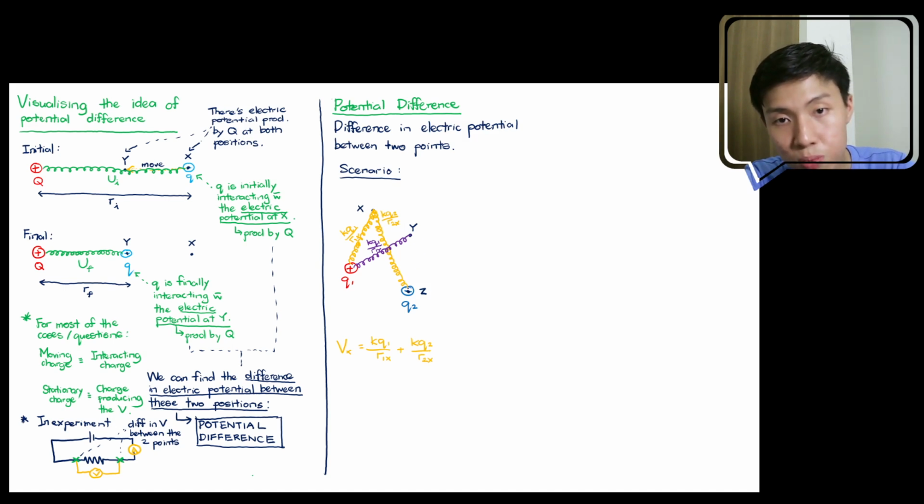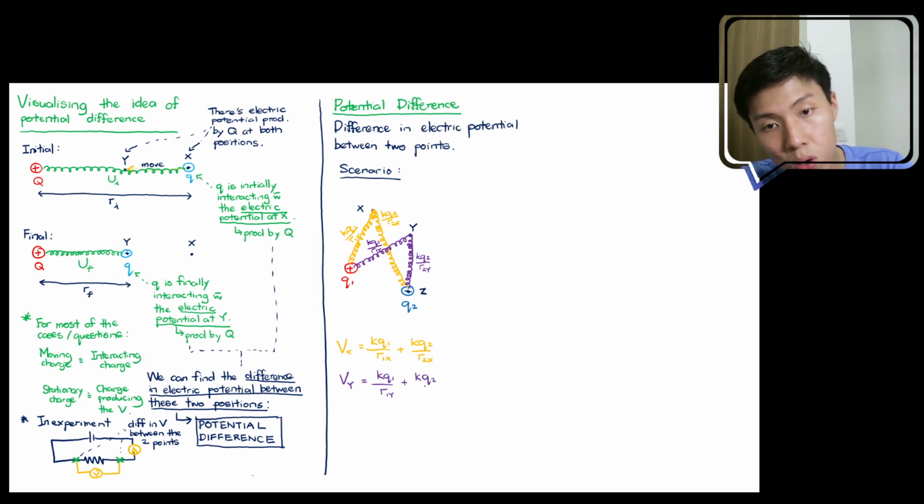Another charge that is producing the electric potential is Q2. So I'm going to draw a spring connecting Q2 to Y. Then this is KQ2 over R2Y. So these are the two charges responsible for producing the electric potential at Y. If I sum them up, Vy equals KQ1 over R1Y plus KQ2 over R2Y. So this is how I find the electric potential at Y.